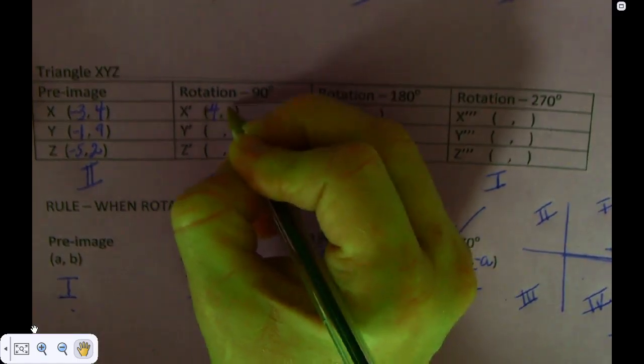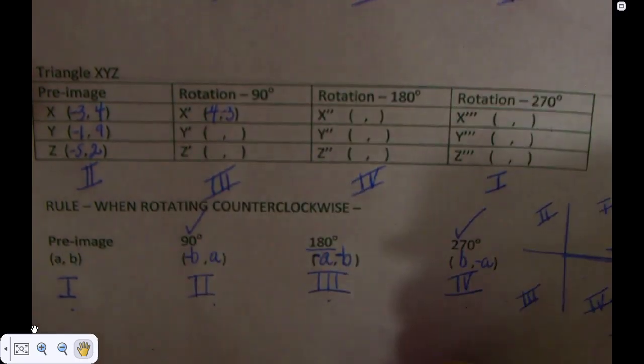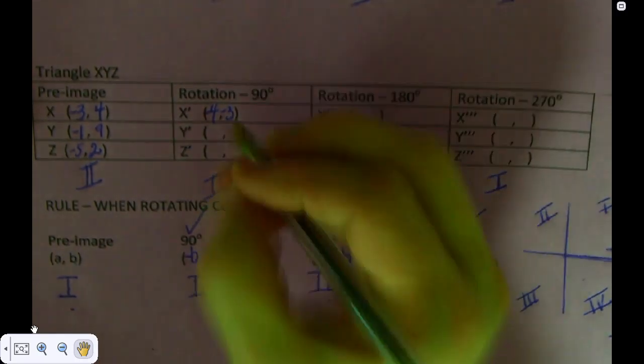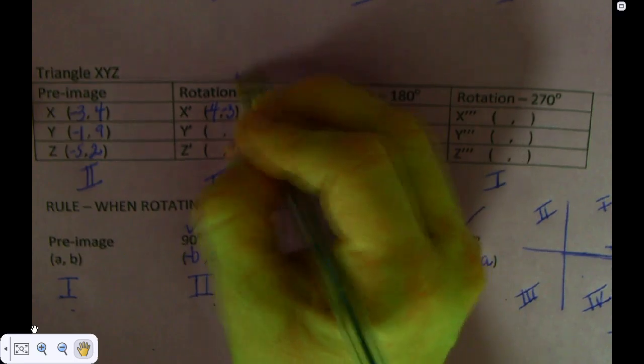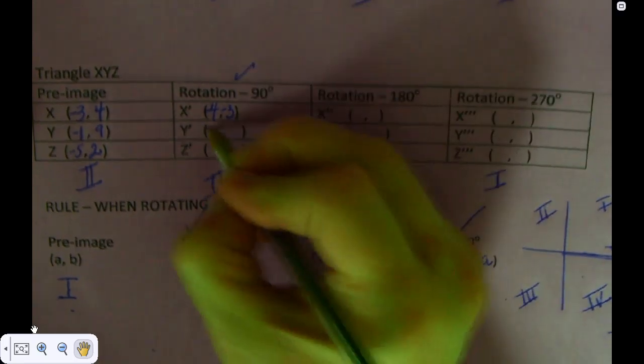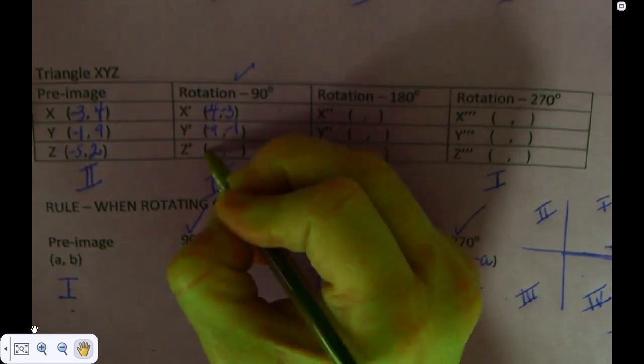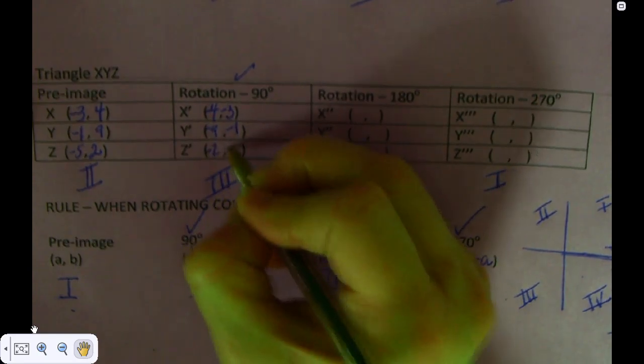Negative 4, negative 3, because we're in quadrant 3, so everything's negative. But you're doing a 90-degree turn, so you have to flip the sign. So negative 9, negative 1, flip the numbers, negative 2, negative 5.